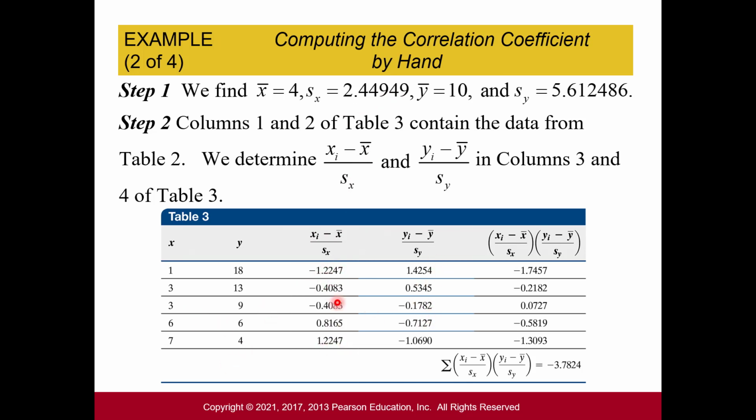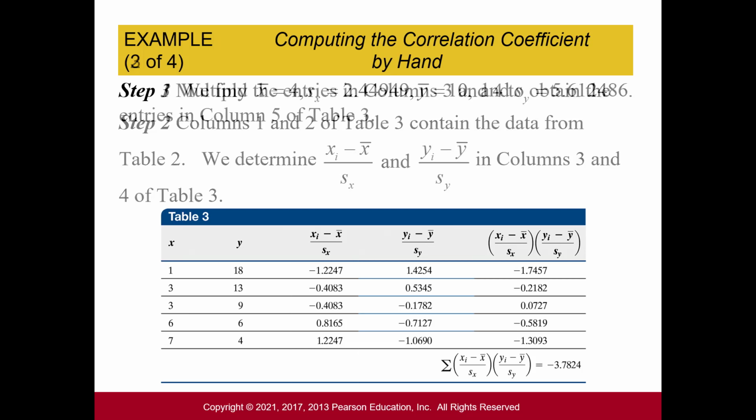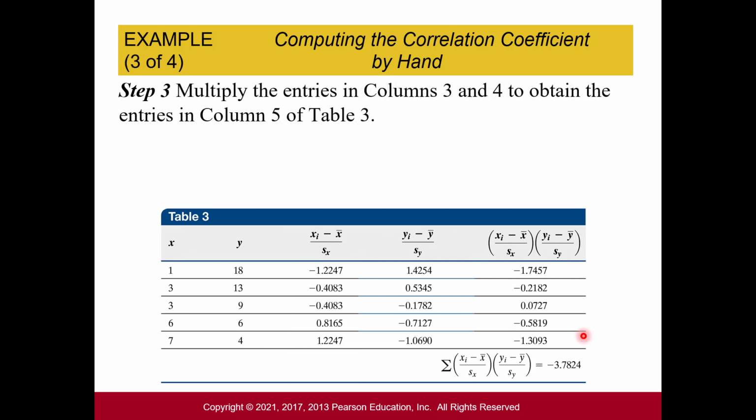We would do the same thing for y. So for example, the first one would be 18 minus 10 divided by 5.612486. And that's how we get these numbers here. Now, for our correlation coefficient computation, we want to multiply those. So in the last column here, we've multiplied them. And so that's going to give us our third column.